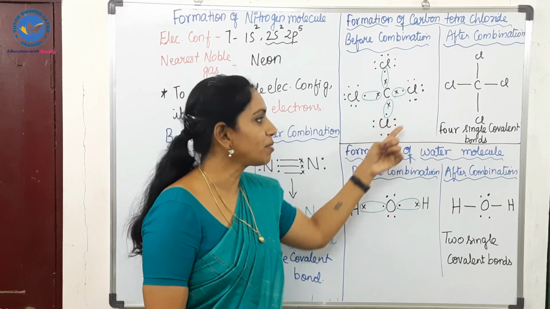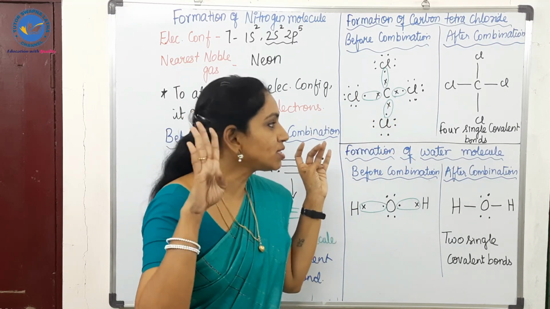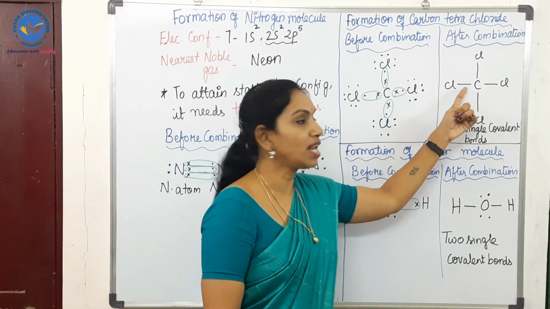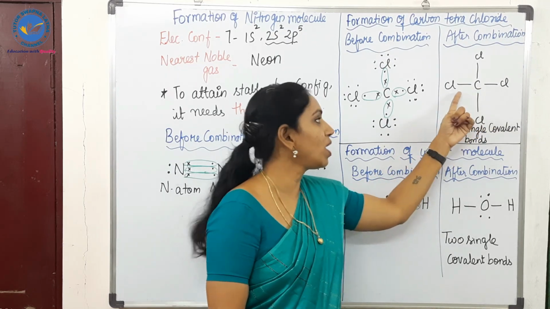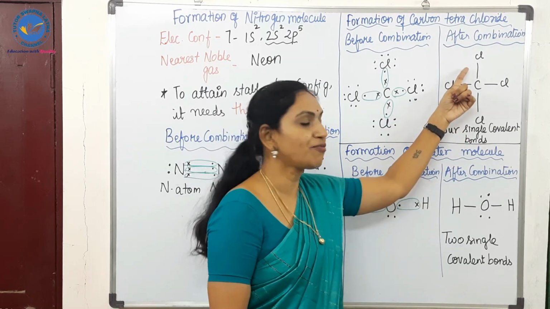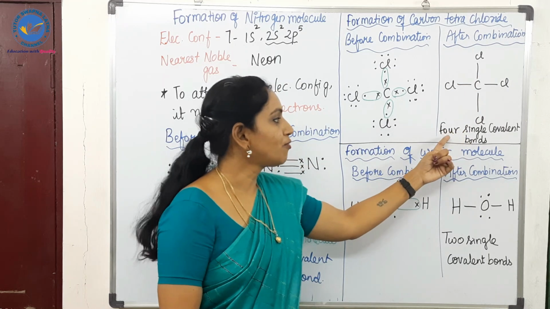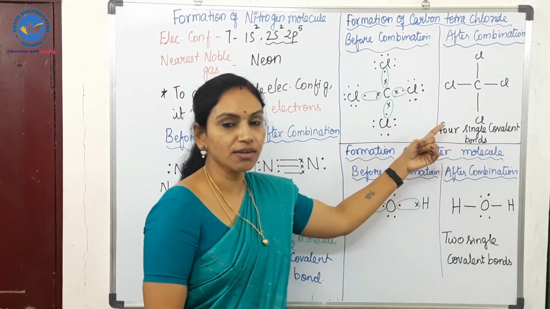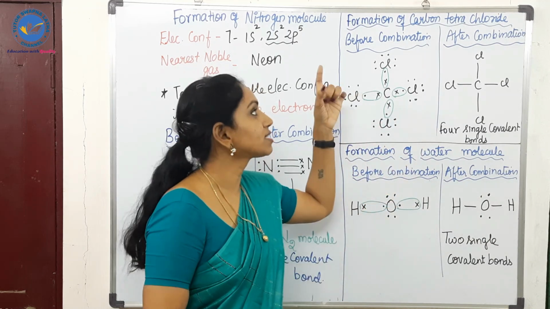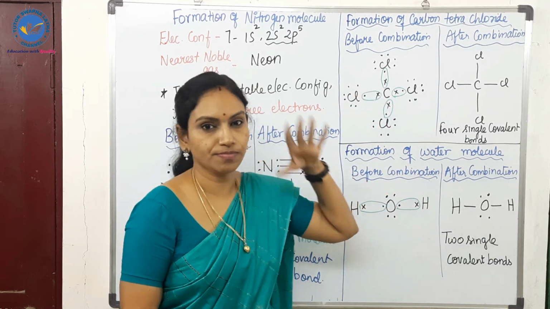So totally how many bonds is it making? 4 single covalent bonds. So carbon forms a single covalent bond with each chlorine, so 4 single covalent bonds are formed between carbon and chlorine. So it is called carbon tetrachloride.